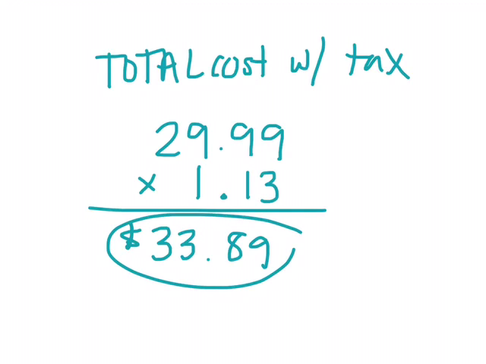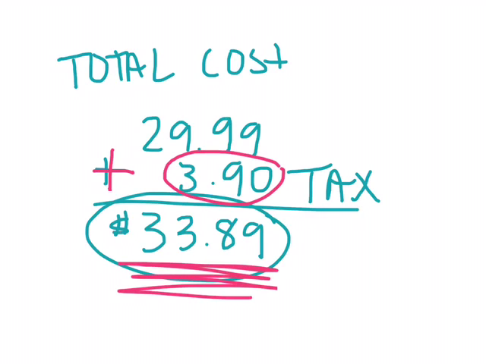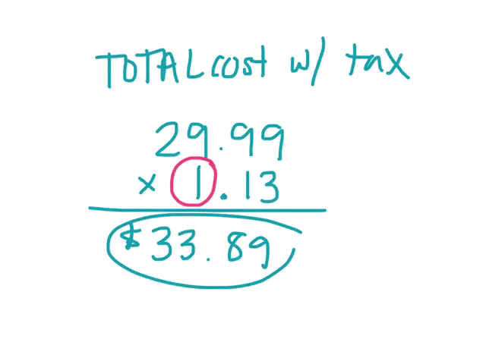We did that in one step. All we did was multiply it by 1.13, instead of earlier multiplying by 0.13 to get the tax, and then adding it. Did we get the same answer when we multiplied it by 1.13? Did you get the same answer? We got the exact same answer.